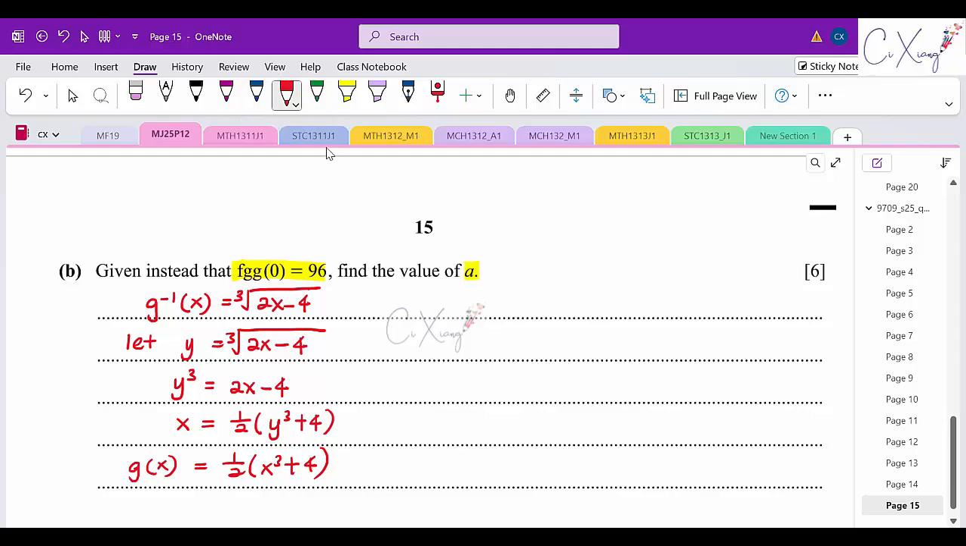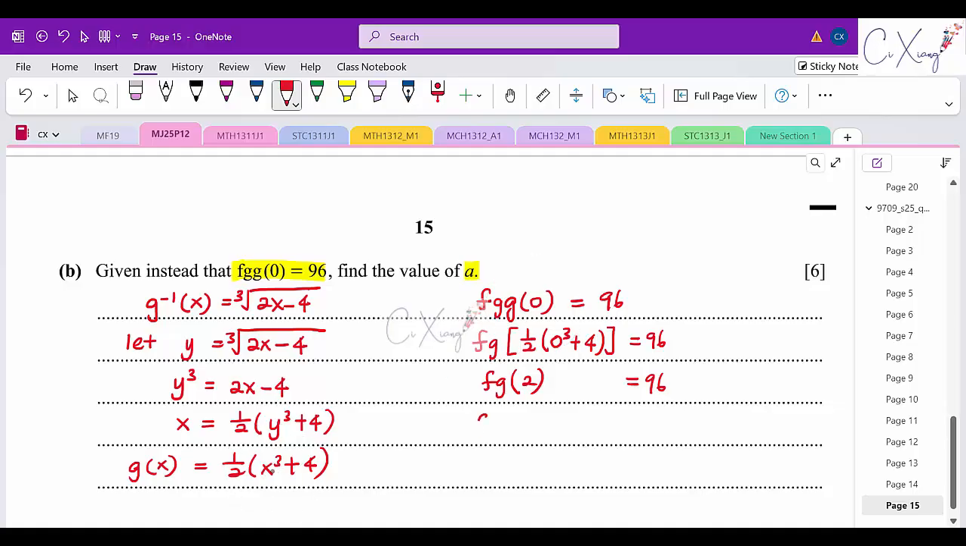And now let us try to figure out the value for fgg0, which equals 96. First of all, I want to substitute the 0 into my function g. So if I substitute 0 into the function g, it will look something like this: a half, then 0 power 3 plus 4. And you try to simplify the value, you'll get 2. So fg2 equals 96. Just simplify all the values here in the bracket. I'm substituting the 0 inside the g.